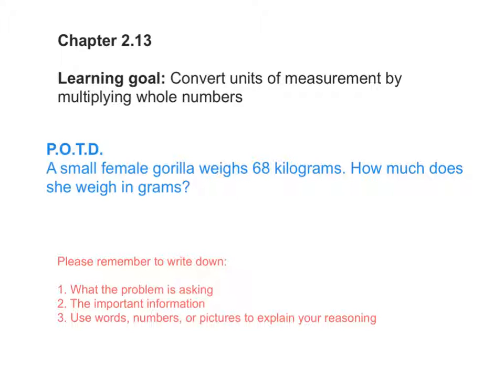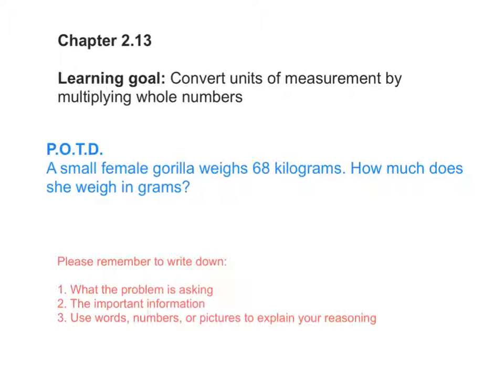Okay, today we're talking about Module 2, Lesson 13, and you should have written down the learning goal, which today is to be able to convert units of measurement by multiplying whole numbers. Okay, so today we're going to shift gears a little bit. We're still talking about multiplication, but we're using multiplication to help us figure out units of measurement and how to convert them. And what's another word for convert? If I'm converting something, what am I doing? Reagan? Yeah, I'm changing it from one type of measurement to another.